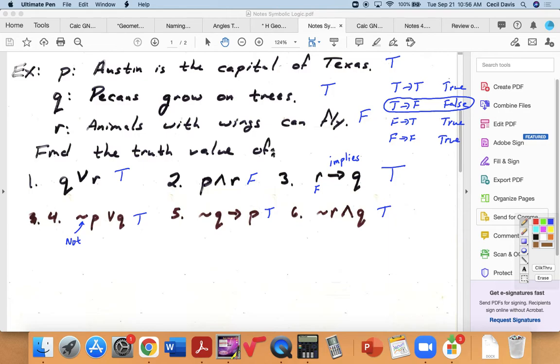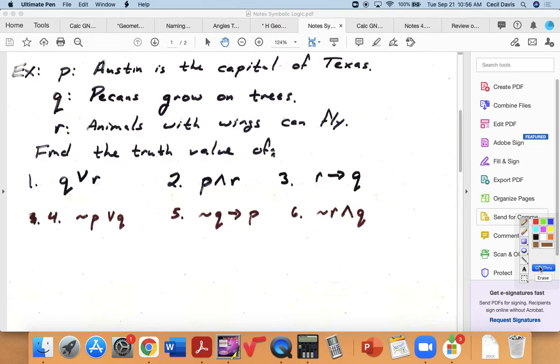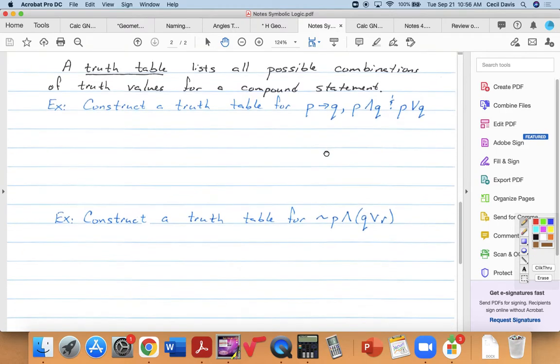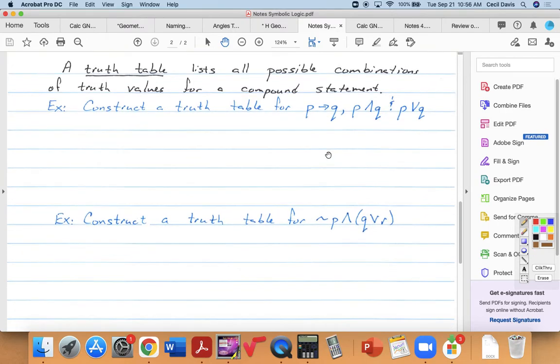Now, this is fine if you know whether P and Q and R are true or false. But sometimes we want to look at, well, what are all the different possibilities? If we want to do that, then we do what's called a truth table. A truth table lists all the possible combinations of truth value for a compound sentence or a compound statement.